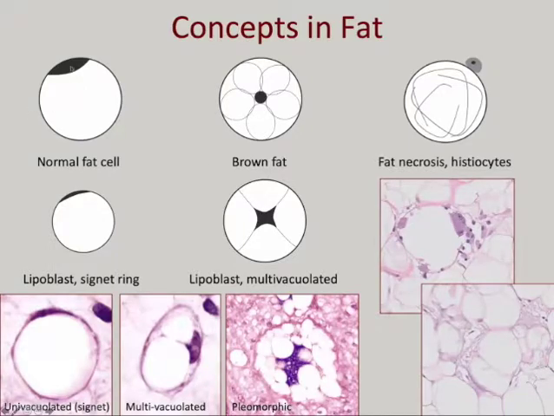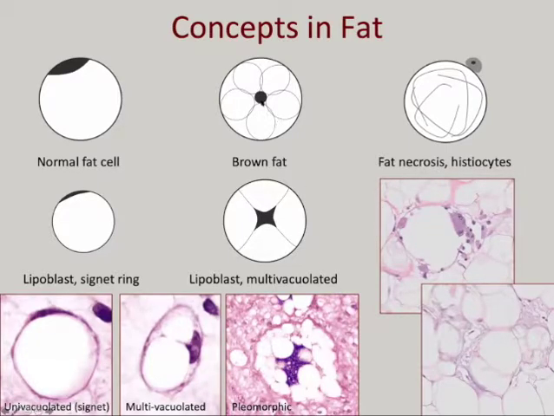So a normal fat cell is large with a nucleus at the side. Lipoblasts can be of varying sizes, but what they have in common is the nucleus is pushed aside and indented by the vacuole. Whether it be a solitary fat vacuole or multiple vacuoles, they always indent the nucleus.